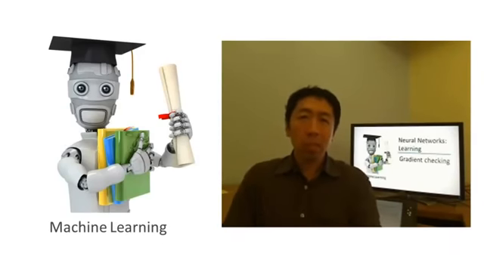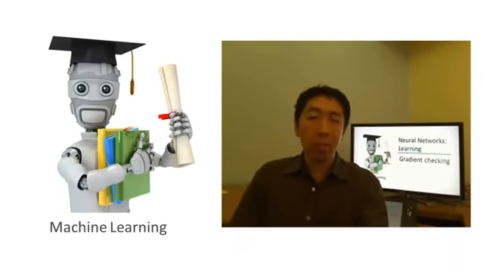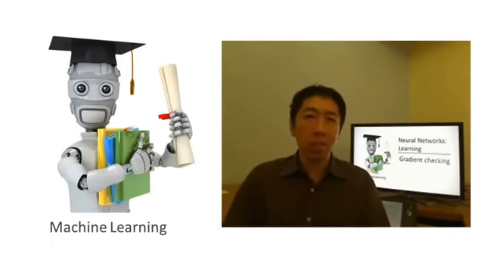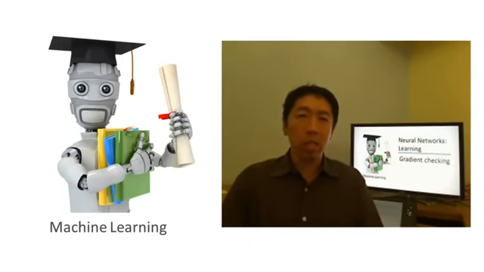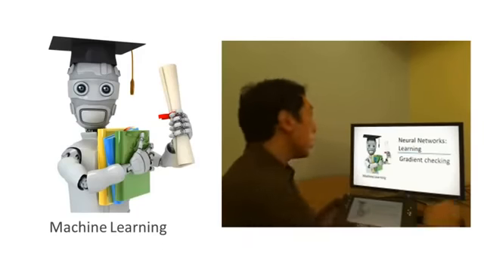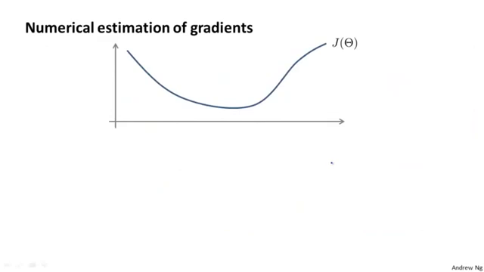And in the previous videos, I asked you to take on faith that the formulas I gave for computing the deltas and the D's and so on actually do compute the gradients of the cost function. But once you implement numerical gradient checking, which is the topic of this video, you'll be able to verify for yourself that the code you're writing is indeed computing the derivative of the cost function J. So here's the idea.